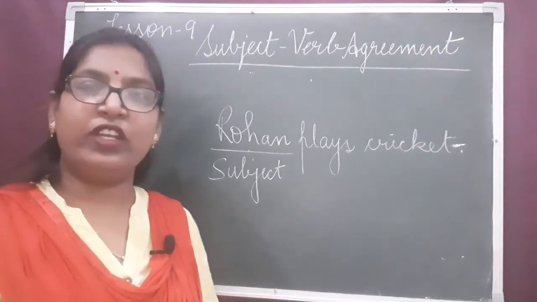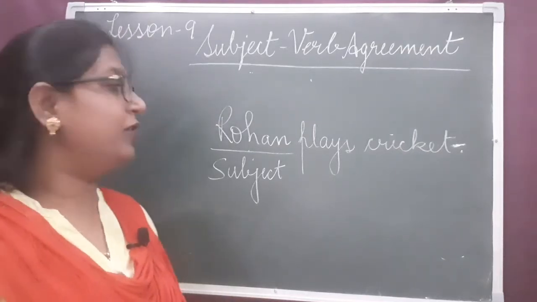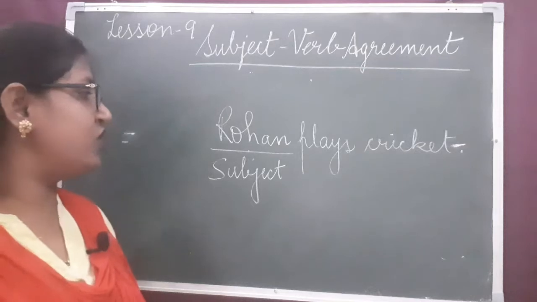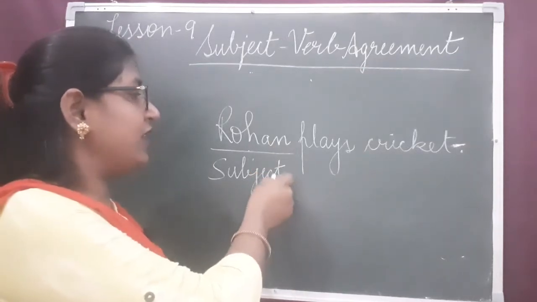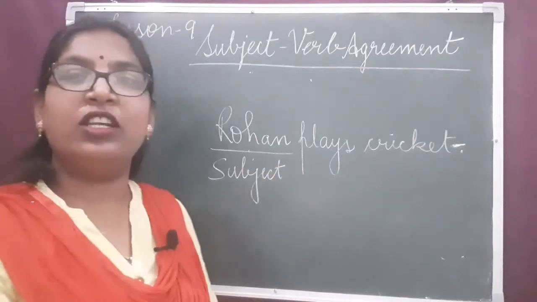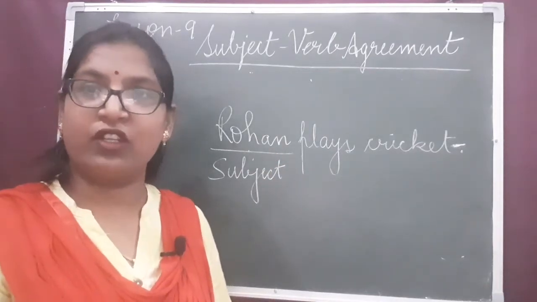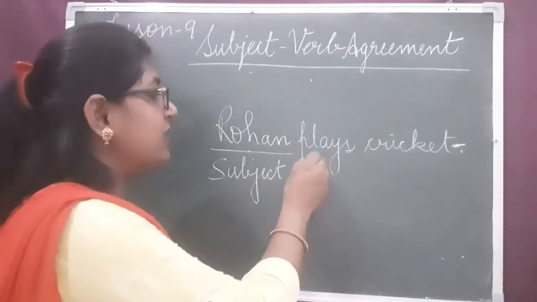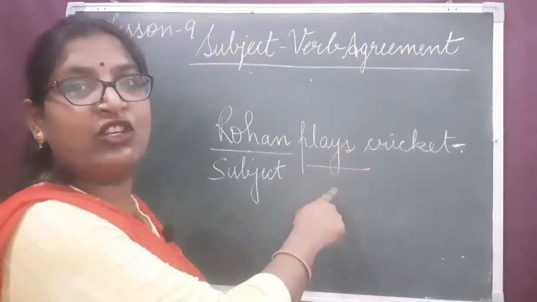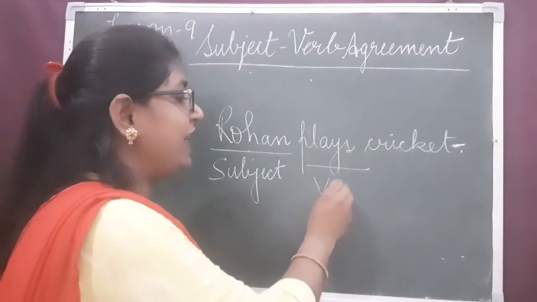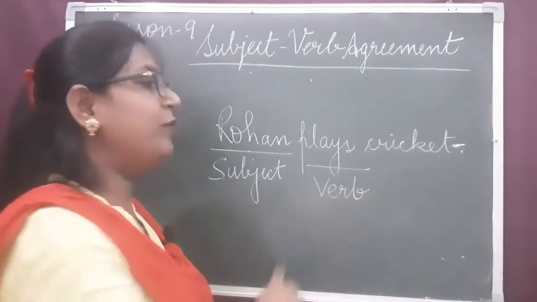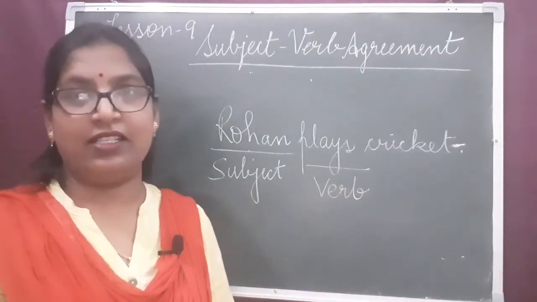Now how do we come to know about the verb? We ask the question, who performs the action? We came to know that is the subject. Rohan is doing what? What is he doing? He is playing. The action of playing is performed by Rohan. So plays is the verb in this sentence.